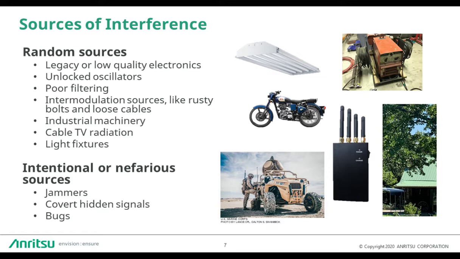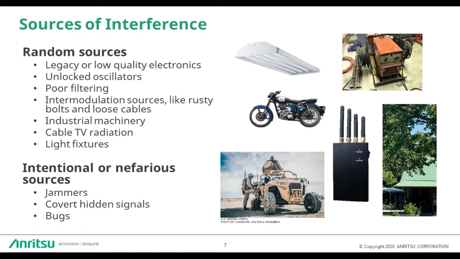I already mentioned industry machinery, cable TV radiation. As you have cable TV wires that are run through the ground and have been there for years and years, they could have the shielding erode, or they could be cut during construction. And now you have signals leaking out into the air, and surprisingly, those signals can come out and cause a lot of problems in the communication bands. And even light fixtures, things like your neon lights, can cause problems with over-the-air transmissions. So those are some of your random source examples.